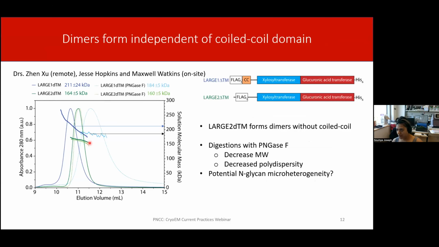So to confirm that it was in fact some sort of glycosylation going on here, we digested large one with PNGase F. We know from mass spectrometry data that there are some N-glycans hanging around. The dotted cyan line here is the PNGase F digested large one. And here you can see the light scattering gives you a molecular weight of roughly 180 kilodaltons, which is almost exactly double of 90 kilodaltons.